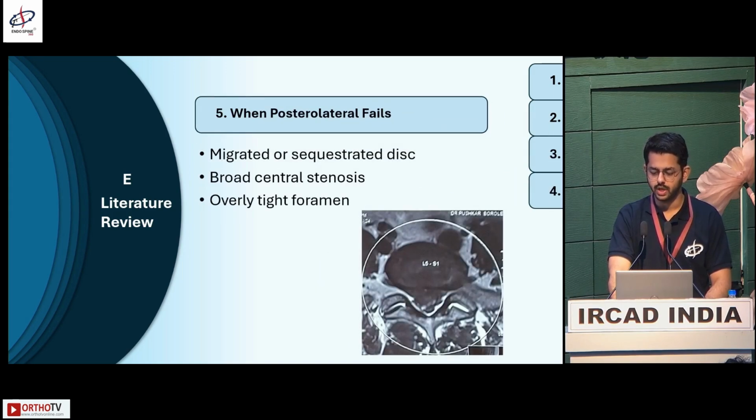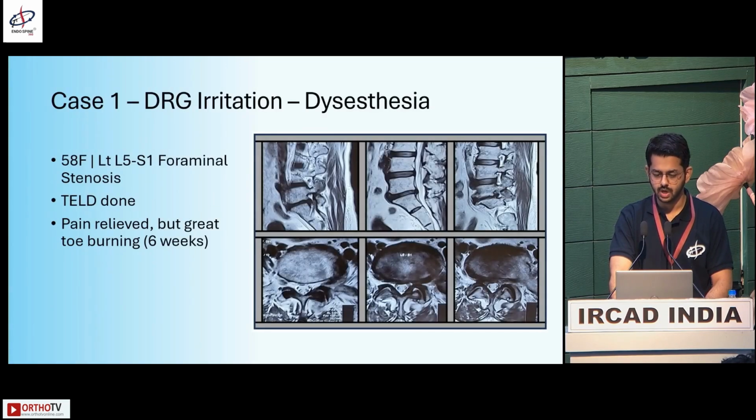Posterolateral approaches tend to fail when pathology is too broad, too central, or too far migrated. Trying to remove a large migrated fragment through a narrow Kambin's triangle is risky and often incomplete. In such cases, an alternate or combined approach should be planned upfront to avoid staged surgeries.